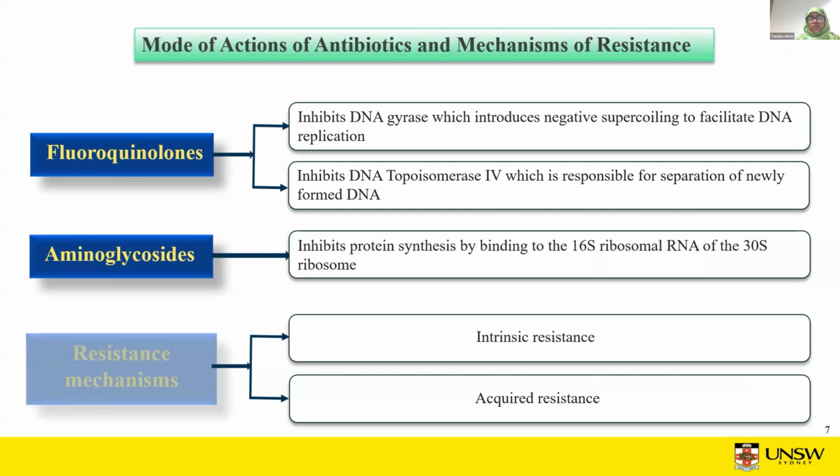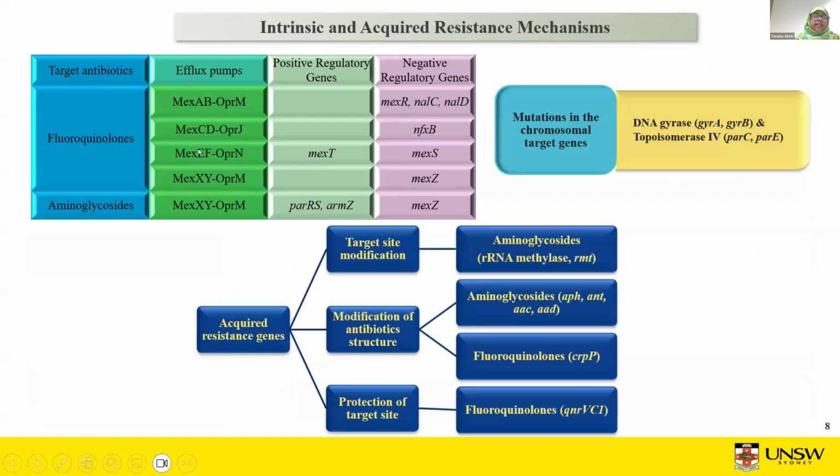So to counteract this action of antibiotics, bacteria use different resistance mechanisms like intrinsic and acquired resistance mechanisms. In the intrinsic mechanism, bacteria use different efflux pumps which expel antibiotics from the bacterial cell. For example, MexA, B, C, D, E, F, X, Y expel fluoroquinolone antibiotics, while MexXY expels aminoglycoside antibiotics.